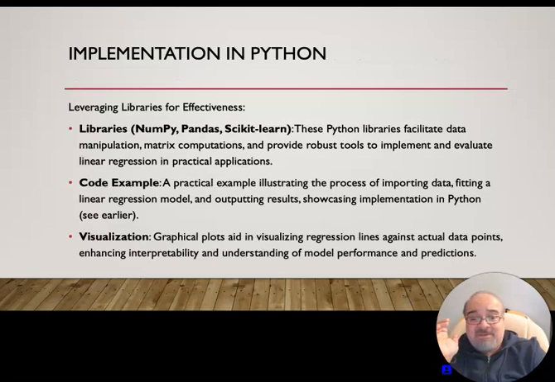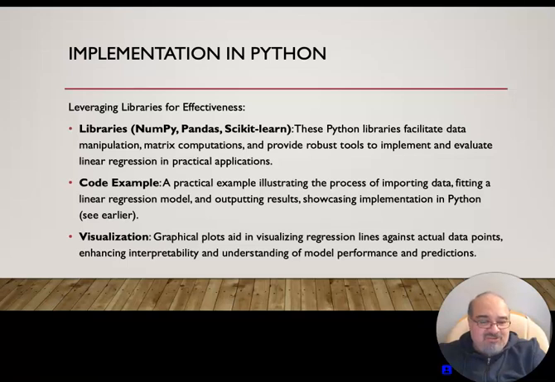Now, in terms of implementation, there are a few libraries that are widely used. We're going to be delving into all of these. This is what we're going to be doing in all the labs that we have. This is the thing that will occupy us for most of our time. NumPy and Pandas are used for data manipulation and matrix computations. Scikit-learn offers tools for building and evaluating regression models. And a typical workflow will involve importing the data, fitting a model, and visualizing results, right?